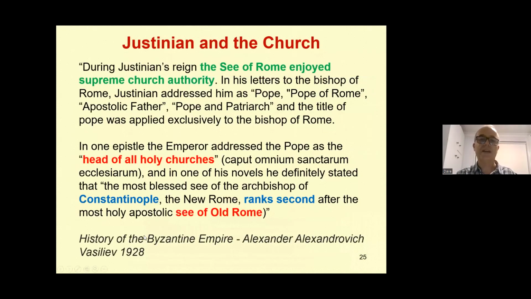And here's a little snippet out of a well-respected history book from 1928 on the Eastern Roman Empire. And this is what he said. He said, during Justinian's reign, the See of Rome, that's the Bishop of Rome, enjoyed supreme church authority. And he said in one letter, the emperor addressed the Pope as the head of all the holy churches. There was always this battle between the Bishop of Rome and the Bishop of Constantinople over who was supreme. And Justinian, in one of his letters, addresses the Pope in Rome to be the head honcho.